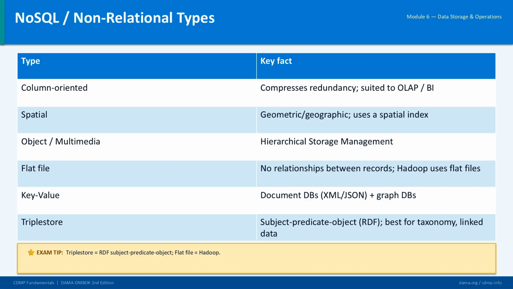And triple stores store data as subject-predicate-object triples, that's the RDF format, making them ideal for taxonomies, thesauruses, and linked data. To anchor for the exam, triple store equals RDF subject-predicate-object, and flat file is associated with Hadoop.